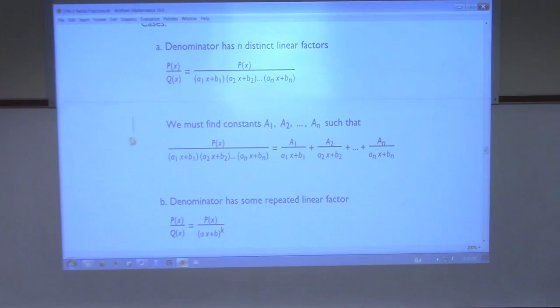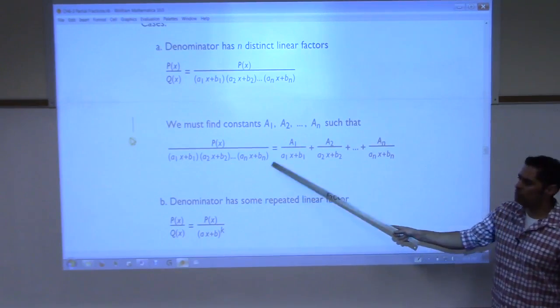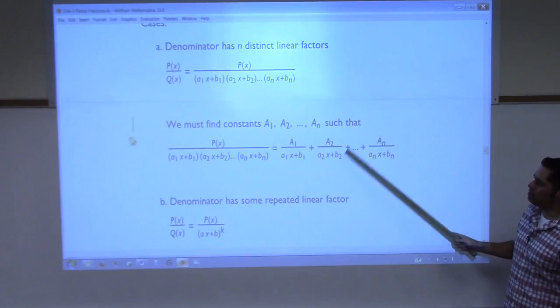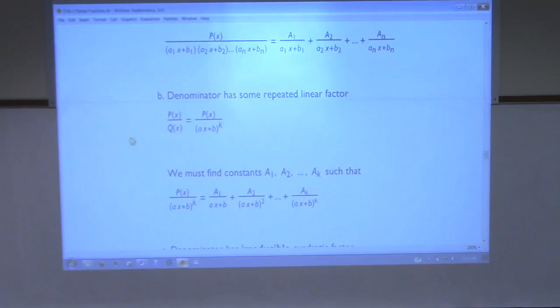That's why a lot of formulas in math look so bad, because we have to generalize. But do you get the idea? Distinct linear factors: constant over linear, constant over linear, constant over linear. The next thing that we can have is repeated linear factors.